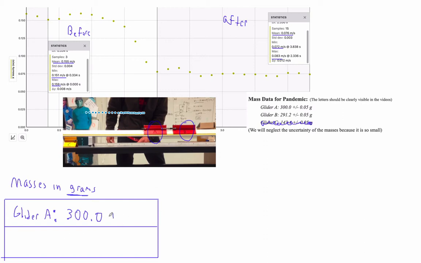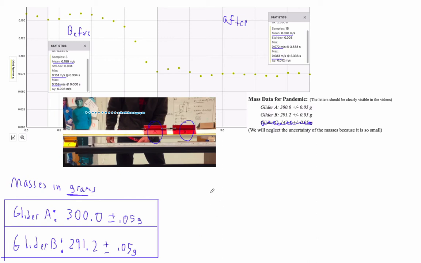Okay, notice that it's plus or minus 0.05 grams. So this is so small, we're just going to basically ignore the possibility that the masses were incorrect. And that's because I measured it with one of those triple beam balances. I don't have hundredths of a gram, but it'll hardly matter. Okay, and then let's go glider B. And glider B is this guy, so 291.2 plus or minus 0.05, because really with a triple beam you can only measure a tenth of a gram, and so our uncertainty is half of that, you know, the last thing that I can measure.